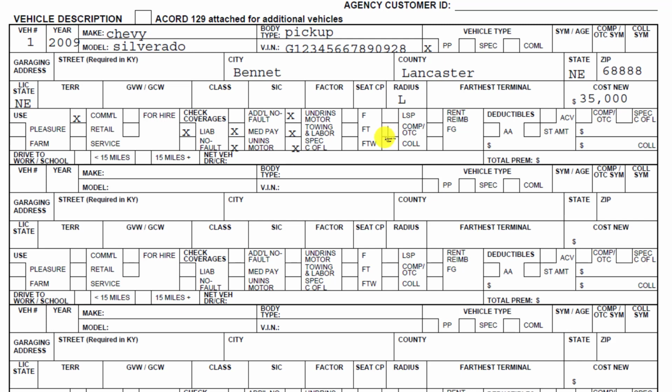Oops, sorry, my bad. We did not add special. That's a horrible idea. Let's not do that. Okay, so we're just going to do comp and collision. Okay, comp and collision.